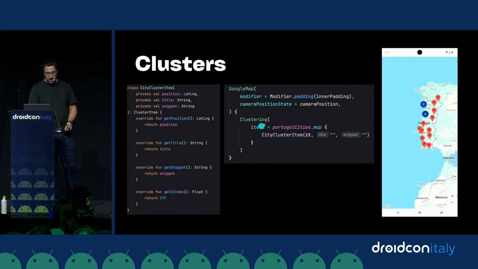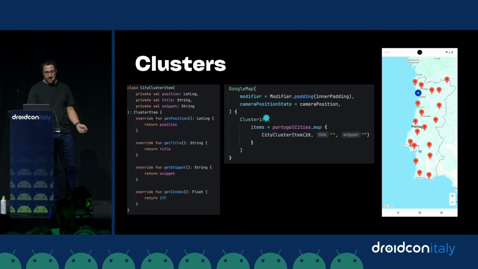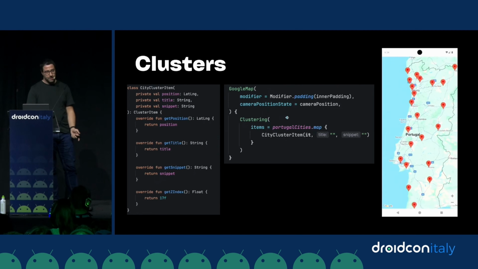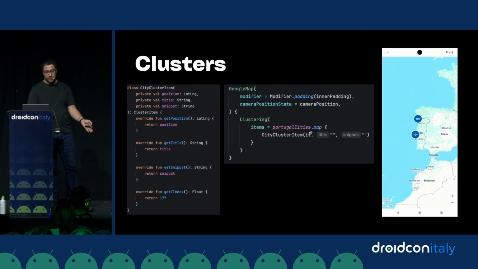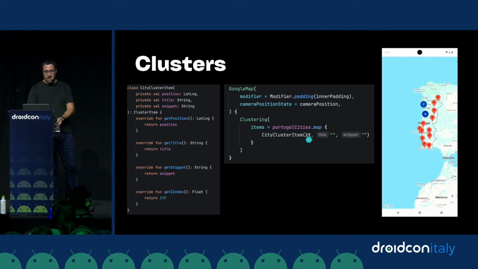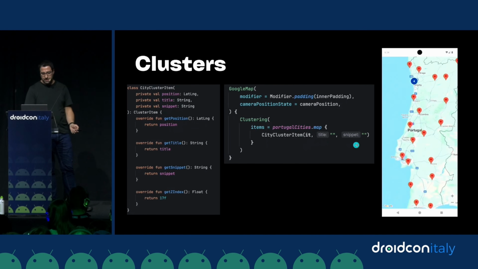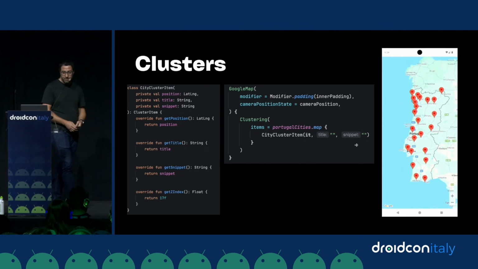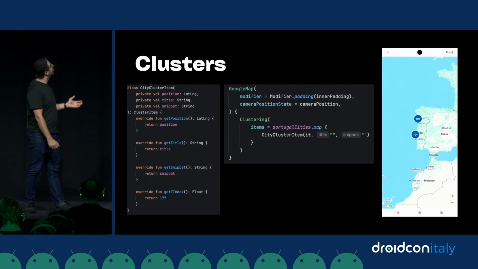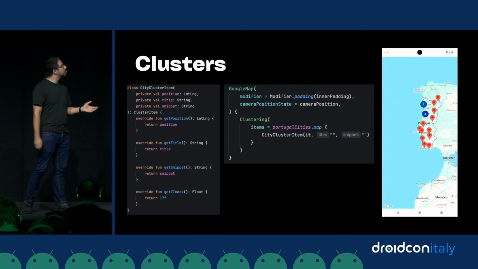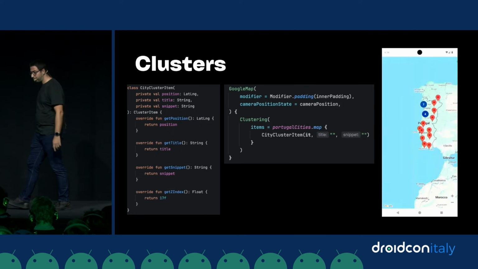In order to use clustering, you just take your Google Map instance, like the one that we were using before, and instead of adding a marker, you are now adding a clustering function, and you basically need to map your Portugal cities array of lat-longs into city cluster items. In this case, I am just passing them the lat-longs and passing empty for the title and the snippet. But as you can see, we have a perfectly functional clustering map now. And again, with what? 5-6 lines of code? It's amazing, right? Of course, our markers are, again, the default markers. We will see that in a minute.